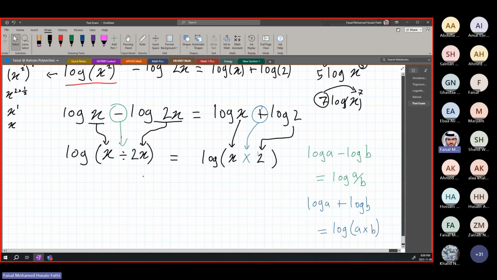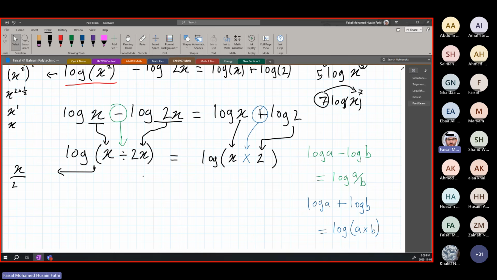Now if we simplify what's inside the log, what's x divided by 2x? This is just equal to 1 over 2 because the x's will cancel. Okay, so we can say log of half is equal to log of 2x.